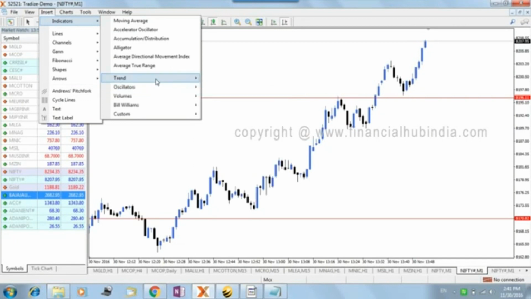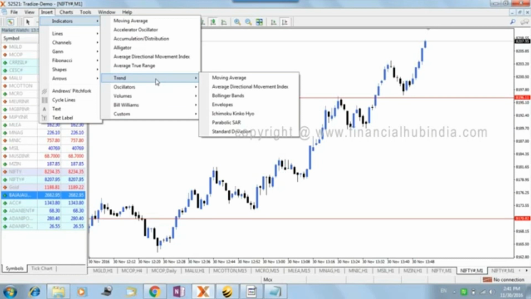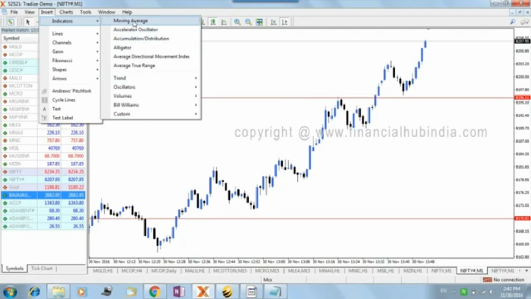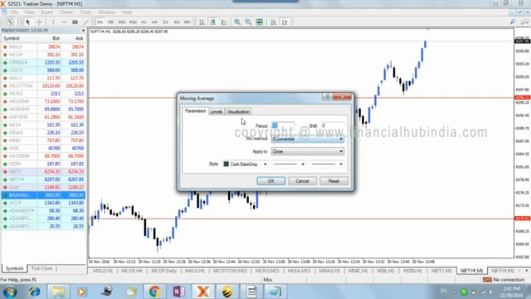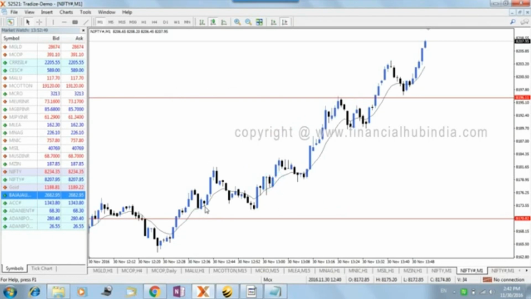Showing you all the indicators won't be possible here. I'll just go through a few which are very famous and mostly used, like the moving average. In the moving average, the period can be decided by you. If you wish, you can take a 10 period or a 20 period, whichever period you want. If I give a 10 period and apply it, I'll get this line.